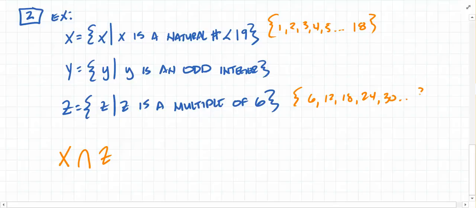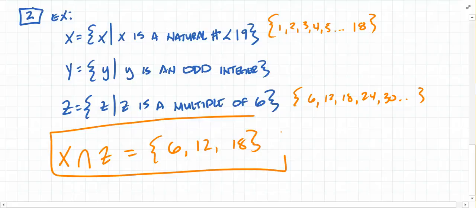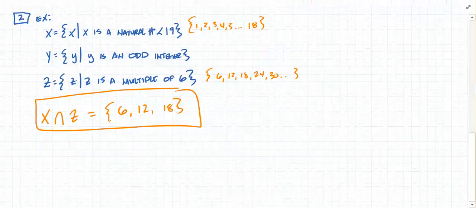So what's common to both of them? Well, we can clearly see that 6 would be there, 12 would be there, and 18 would be there. And that would be it. So this would be X intersect Z. Does that make sense? You guys on board? Yeah, okay. What about this one? I'm interested in this. Just a different color.